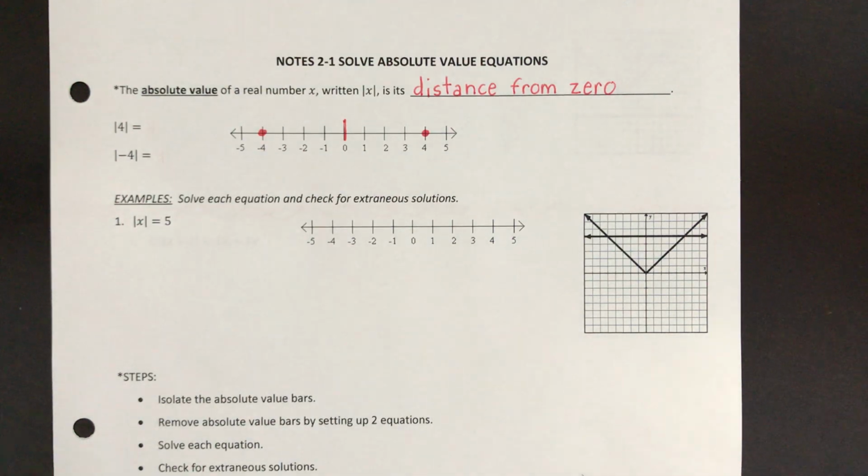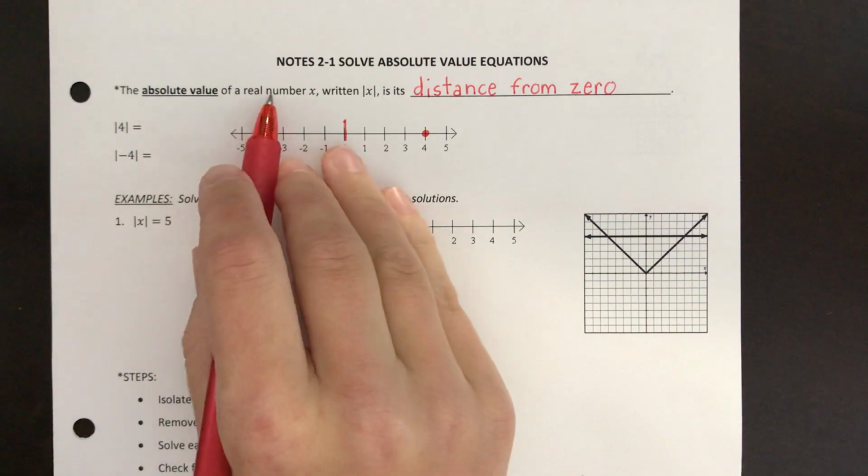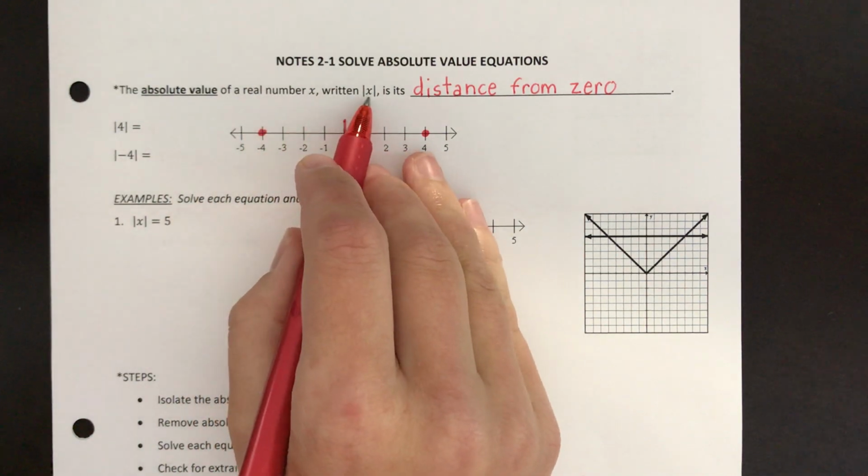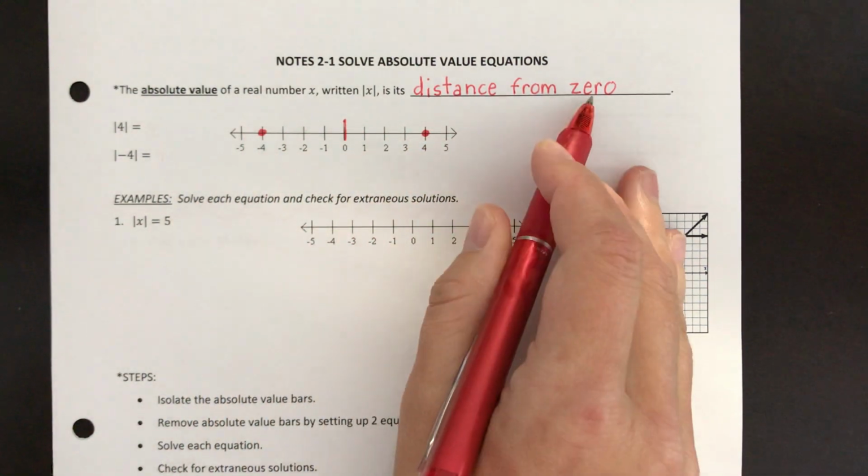Everyone. Today we're doing Notes 2-1, Solve Absolute Value Equations. So the absolute value of a real number x, written absolute value of x, is its distance from 0.